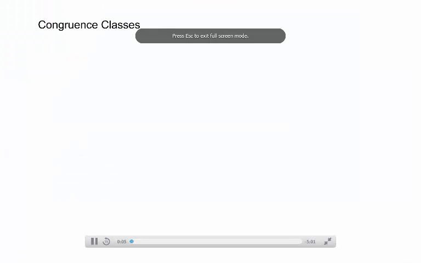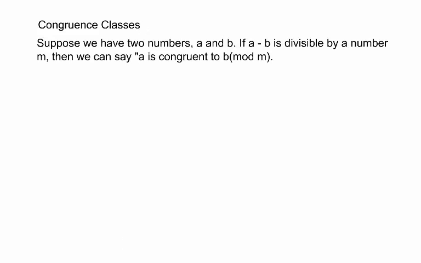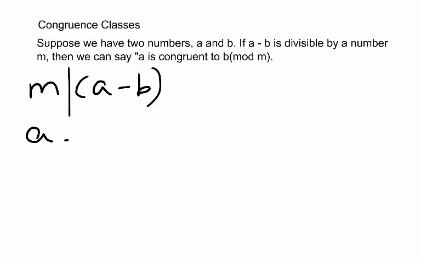In this video, we're going to talk about congruence classes. Suppose we have two numbers, a and b. If a minus b is divisible by a number m, then we say a is congruent to b mod m. In other words, if m divides a minus b, then a is congruent, and we use this symbol here, a is congruent to b mod m.